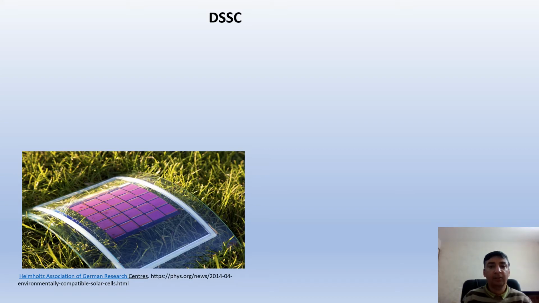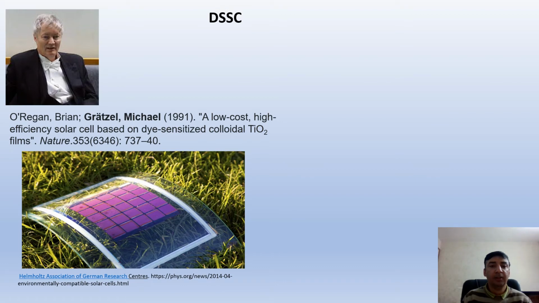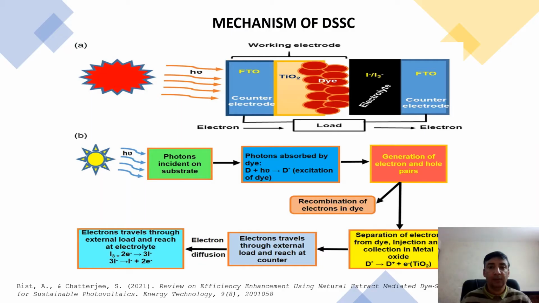The DSSCs can also be prepared on flexible substrates as shown in this figure. The original concept and idea of DSSC was given by Professor Michael Gratzel and Brian O'Regan in 1991. Since then, researchers have tried to improve the efficiency of DSSCs as can be seen in this figure. The overall efficiency of DSSCs has increased a lot in previous times as compared to other non-silicon based solar cell technologies.